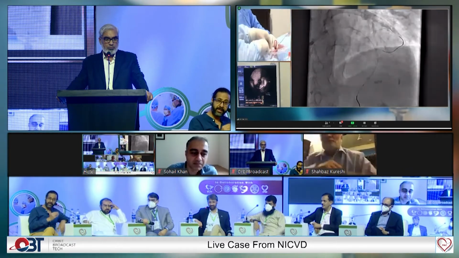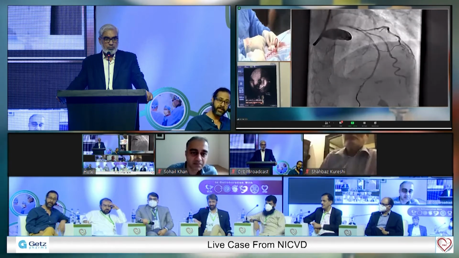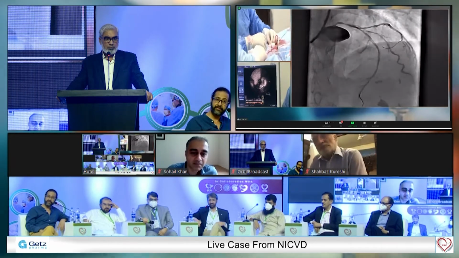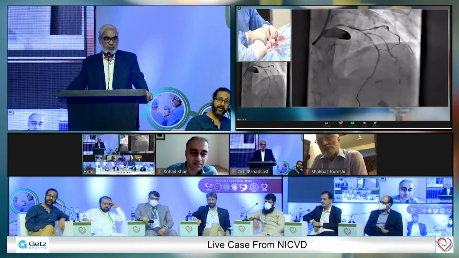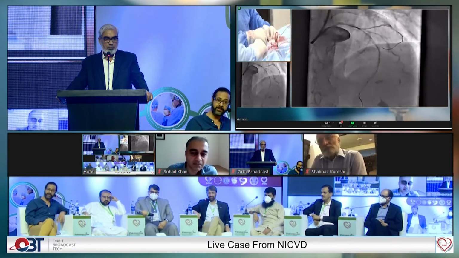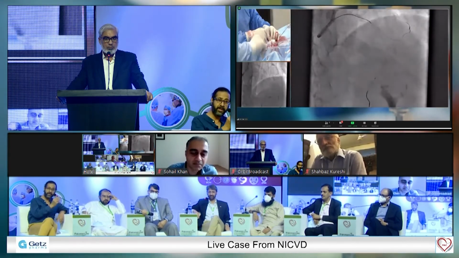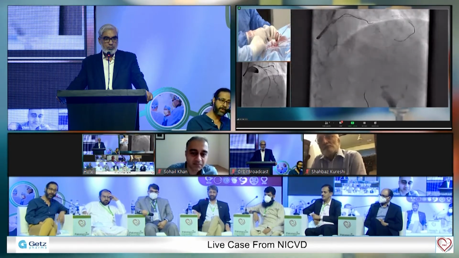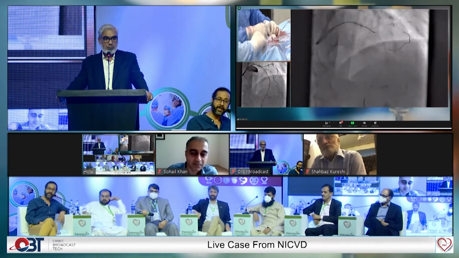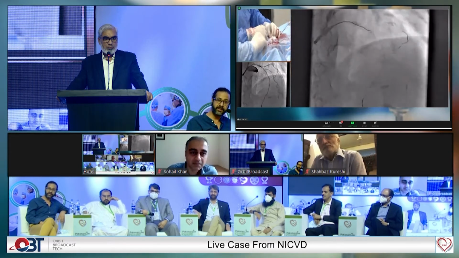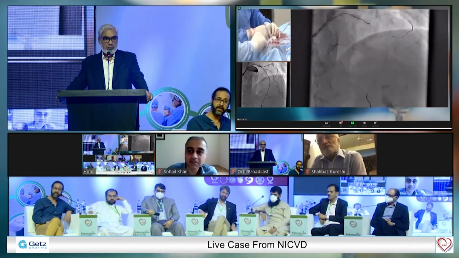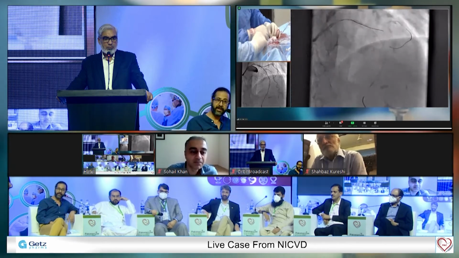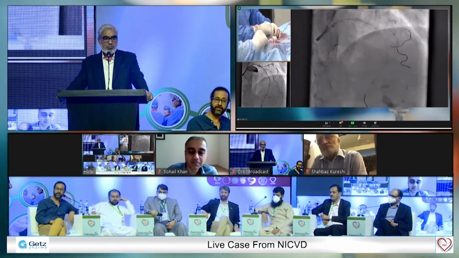I would go for the DK crush in this case, especially knowing the angle of the left circumflex coming off. I think LAD is more straight, as you all said, coming all the way to the left main. And I do agree that culotte could be an option, but again, the size of the vessel is key, and there are some data favoring the DK crush from a stent thrombosis and stent stenosis perspective.